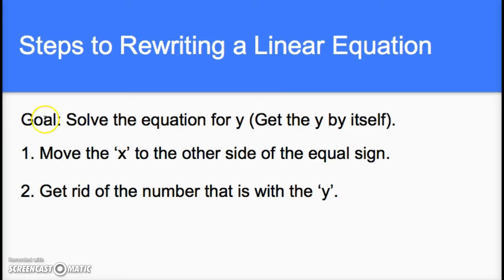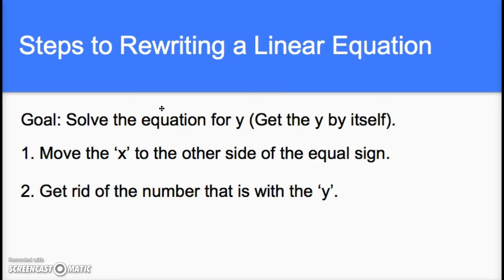Our goal for this entire process is we want to solve the equation for y. Our goal is to get the y all by itself. We want it to say y equals, and then you'll have the rest of the equation. You will have an x thrown in there somewhere, and then you'll probably have some regular numbers. Okay, but our whole goal is to get it so that it says y equals and then something else. And we'll get into what all of this means when we get closer to graphing.